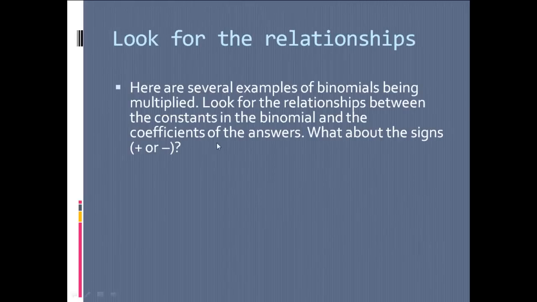What we're going to do is look at some relationships here. I'm going to give you several examples of binomials being multiplied. You want to look for the relationships between the constants of the binomial and the coefficients of the answers. So here's our first one. Our constants for this particular one are 2 and 5. Our coefficients are 7 and 10. So you want to look at how these constants are related to my coefficients.